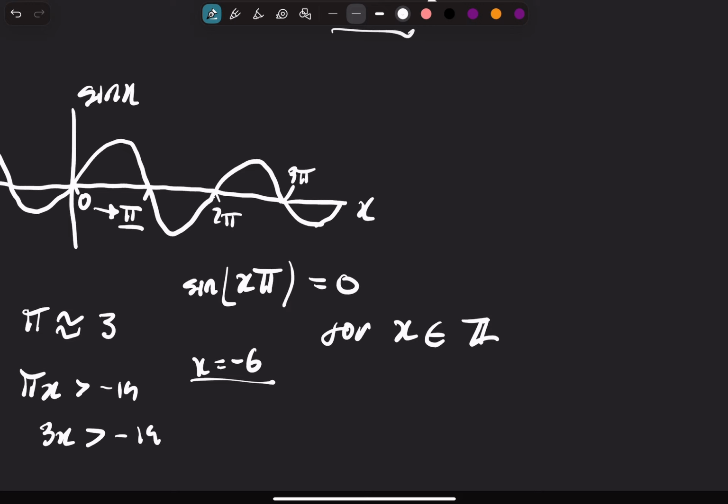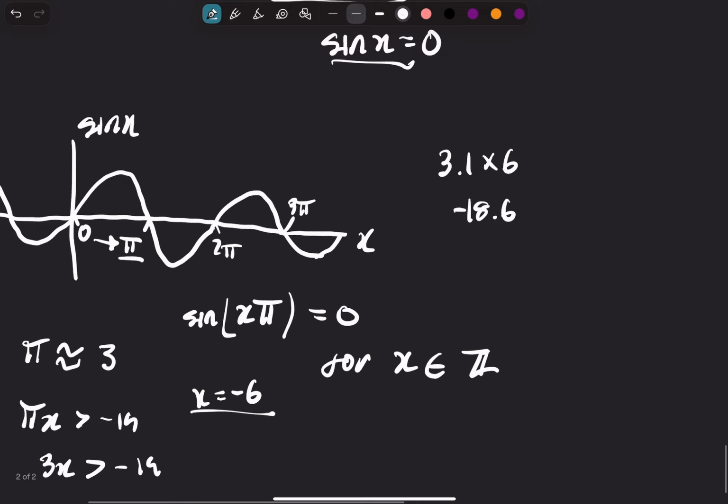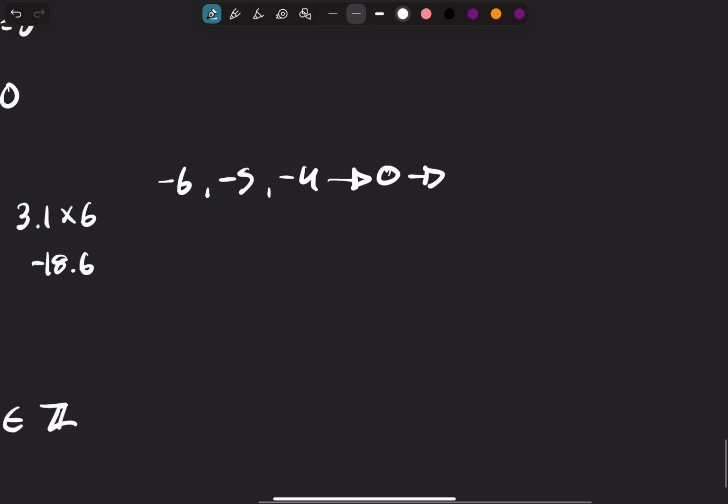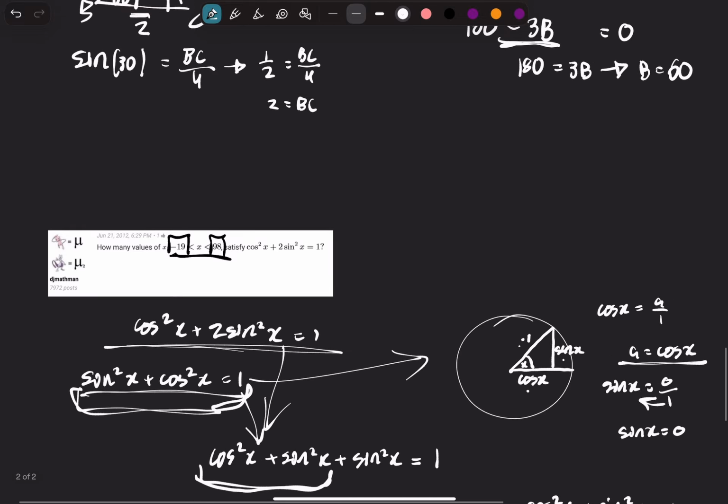So yeah, I guess it's kind of close. It gets to negative 18 roughly. So we could estimate it further and say 3.1 times 6, but that's just going to be negative 18.6, which is still greater than negative 19. So we know that negative 6 works, negative 5 works, negative 4 works, and that goes all the way to 0.